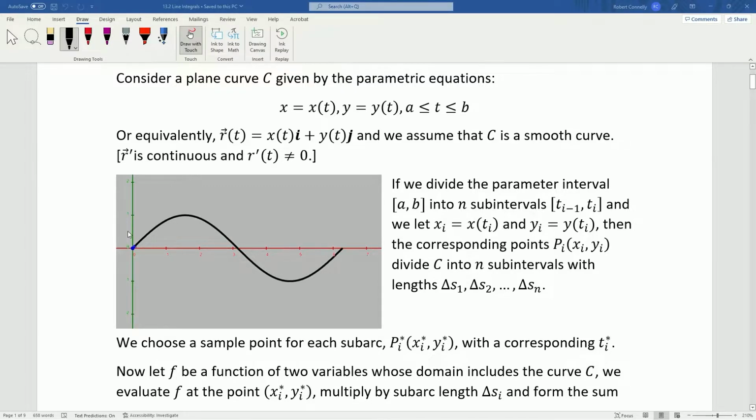Okay, so here let's take a look at an example of a curve. So this looks like our graph for sine here. So if we divide this parameter interval from a to b, so from here to here, into a bunch of subintervals, t sub i minus 1, t sub i, and we let x sub i equal x of t sub i and y sub i equal y of t sub i, then the corresponding points P sub i, x i, y i, divide C into n subarcs with lengths delta s1, delta s2, and so forth, up to delta s sub n.